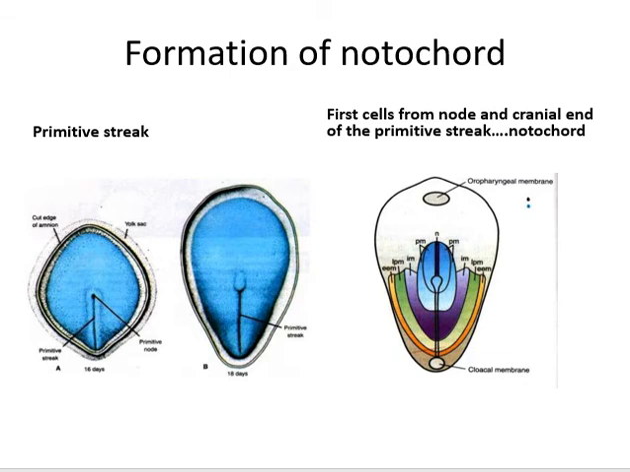So let's start the topic formation of notochord. This is the primitive streak. It has parts: this is the primitive streak at its cranial end. It has node and pit. As we want to study the formation of notochord, we need to know from where the cells are coming for its formation. These are the first cells from the primitive node and from the cranial part of the primitive streak. From here, the cells ingress between the ectoderm and endoderm in the median plane towards the oropharyngeal membrane.